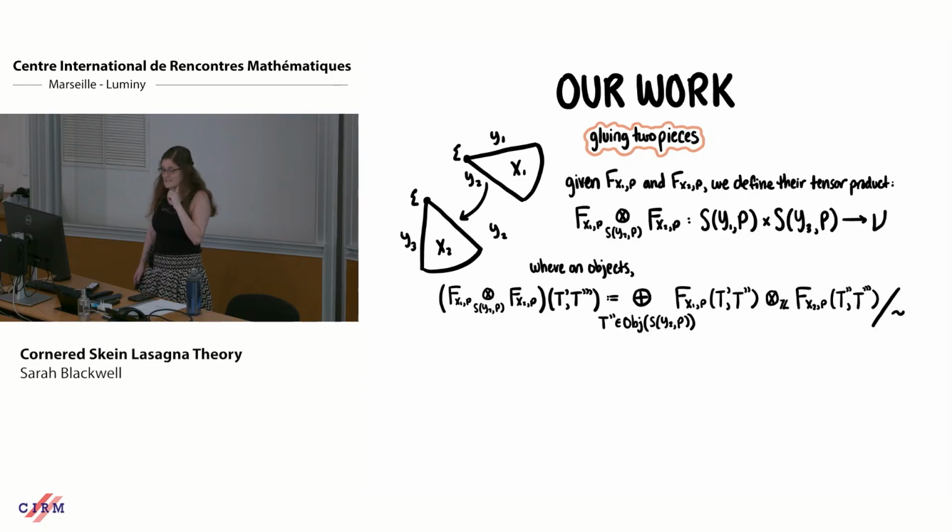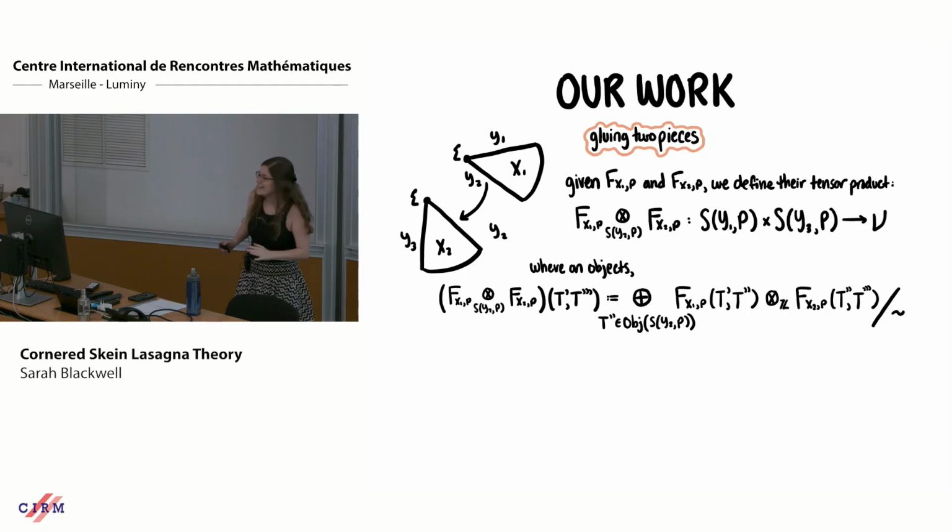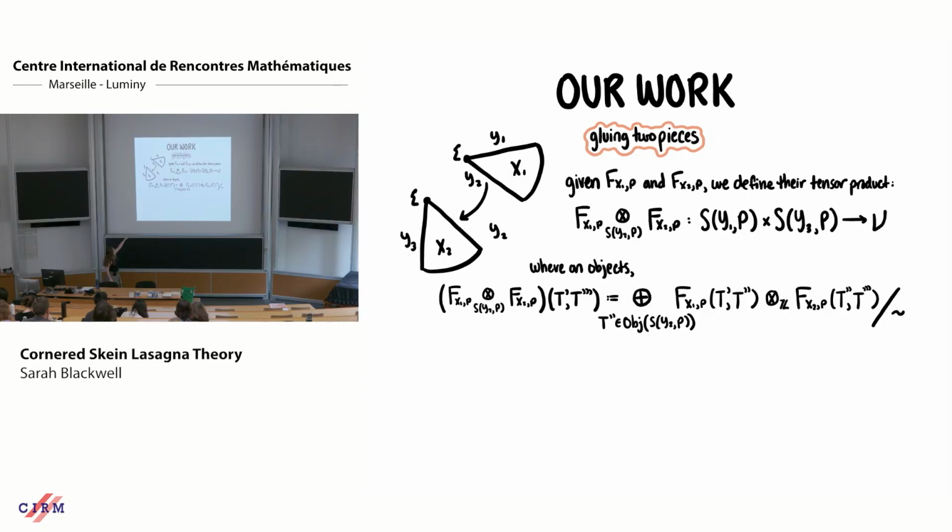And here's what happens on objects. Don't panic, we'll talk about it. If I have T prime, which is going to be in Y1, there should be a picture incoming, T triple prime, which is in Y3, then what happens is I take a massive direct sum over all possible T double prime that could be in Y2.